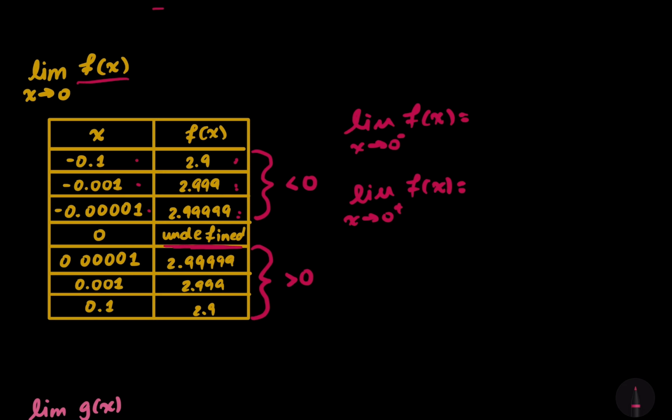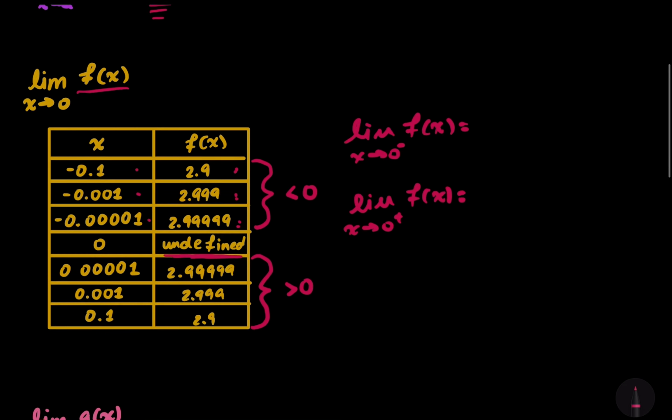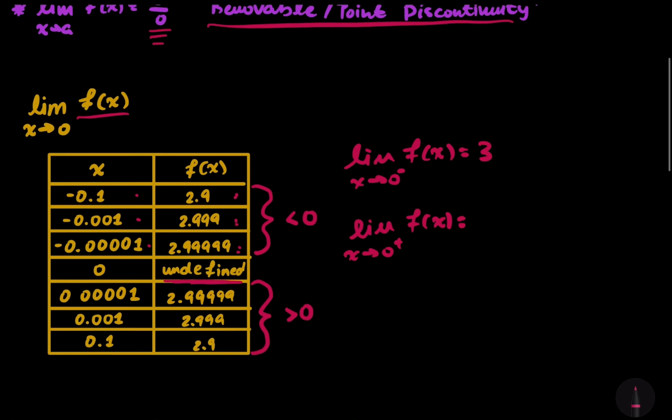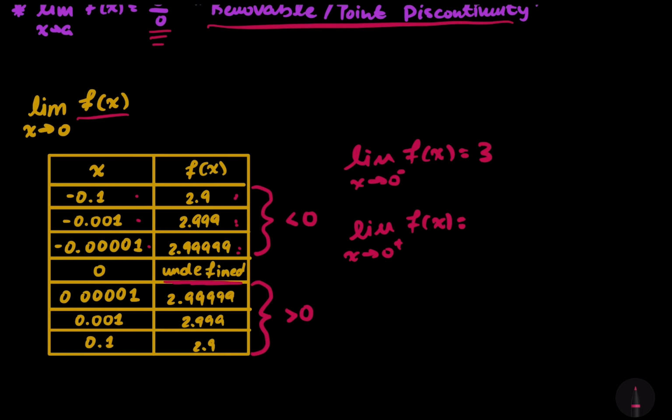And so we can assume that this single-sided limit over here is going to be equal to 3. And this is just an approximation, an inference based on what we're given in the table, because we're not actually given the equation of the function. We're just given different values in the table.